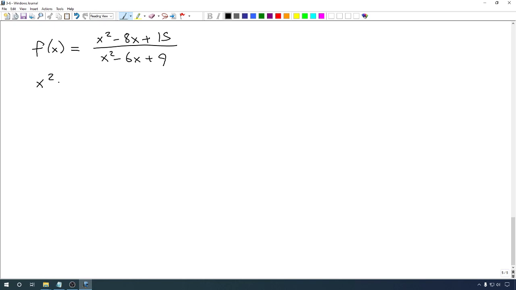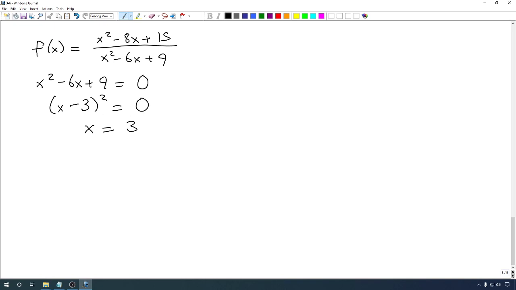Well, we're going to see where this denominator is equal to 0. We need to factor this, or you could use the quadratic formula if you want to. But it turns out this one factors pretty nicely as x minus 3 times x minus 3, or x minus 3 squared. Of course, that only equals 0 if x minus 3 equals 0, or in other words, x has to be 3. There's only one number that makes the bottom equal to 0.